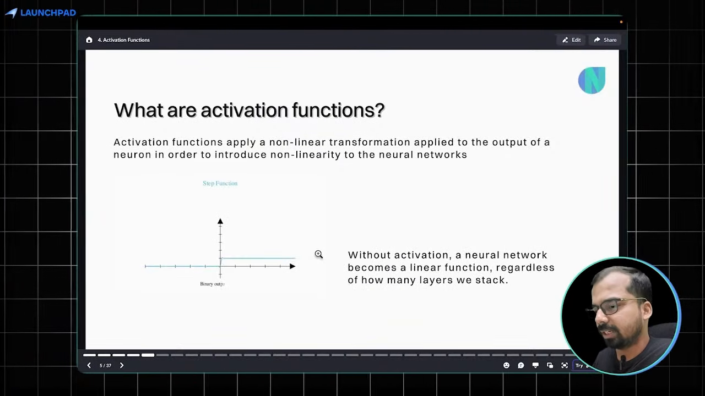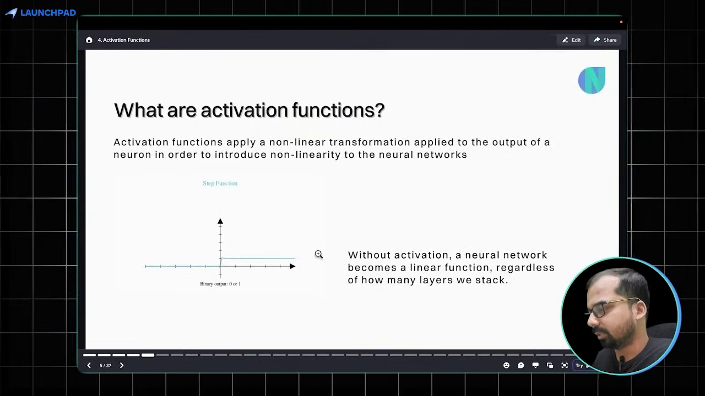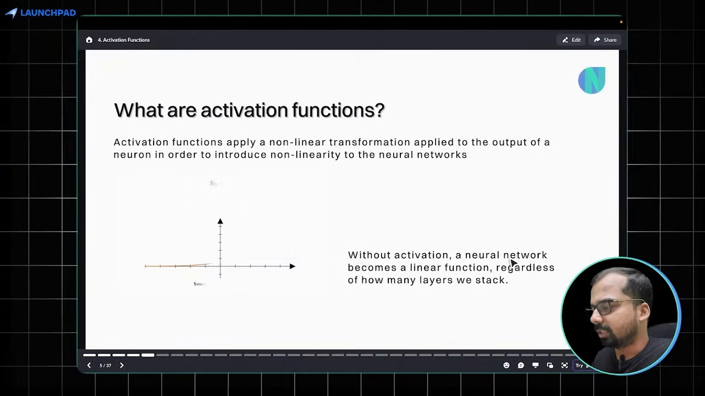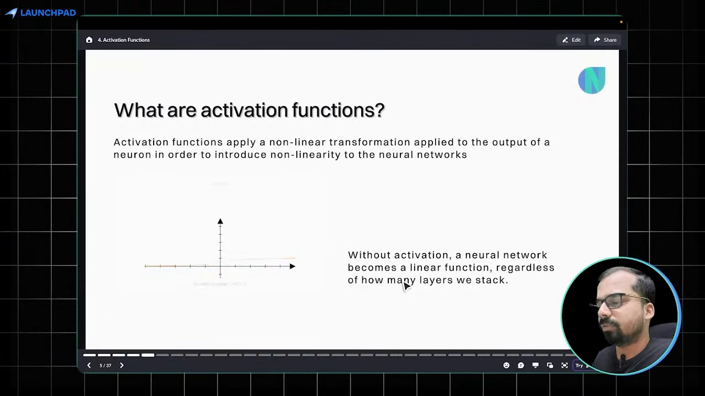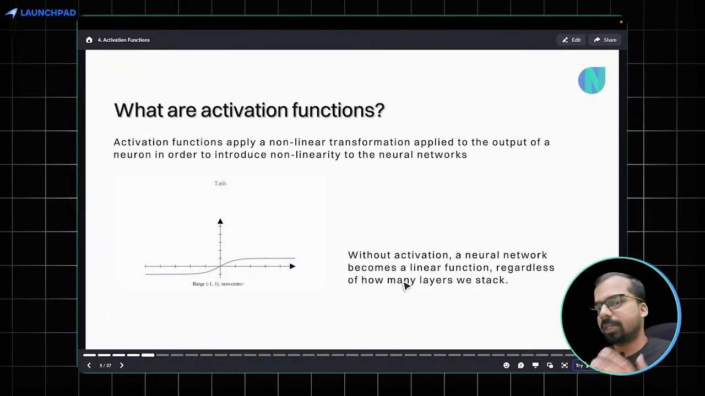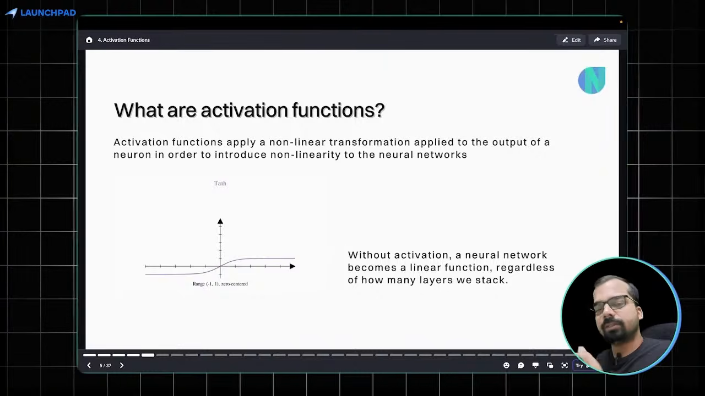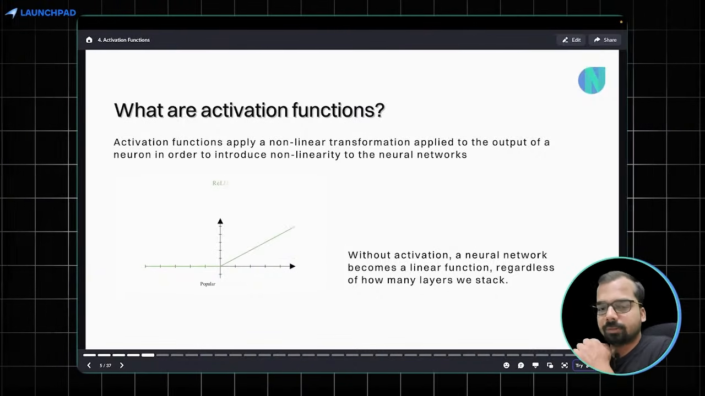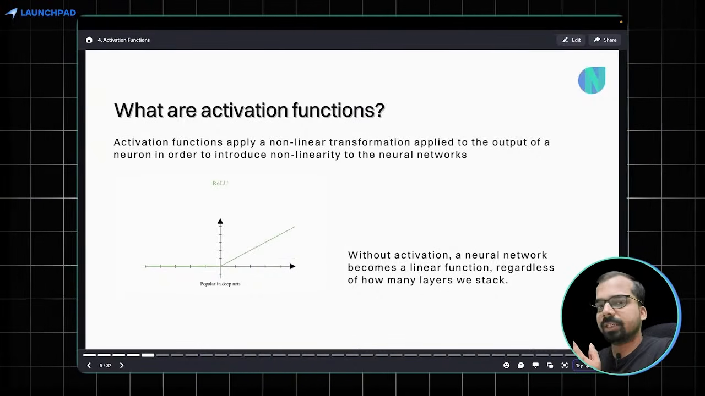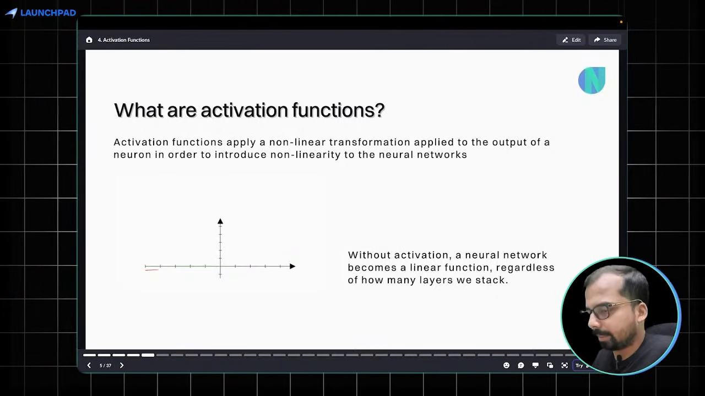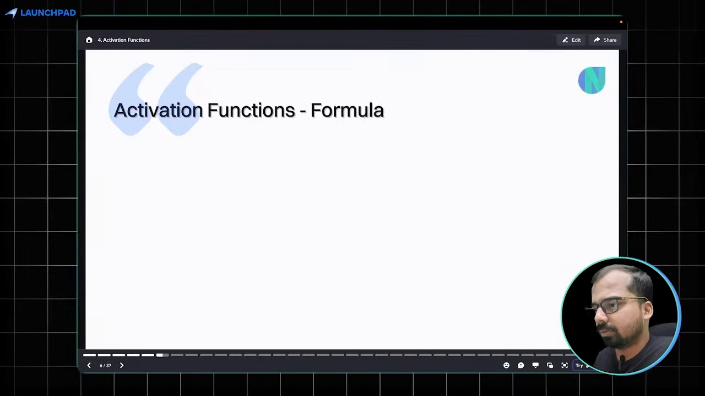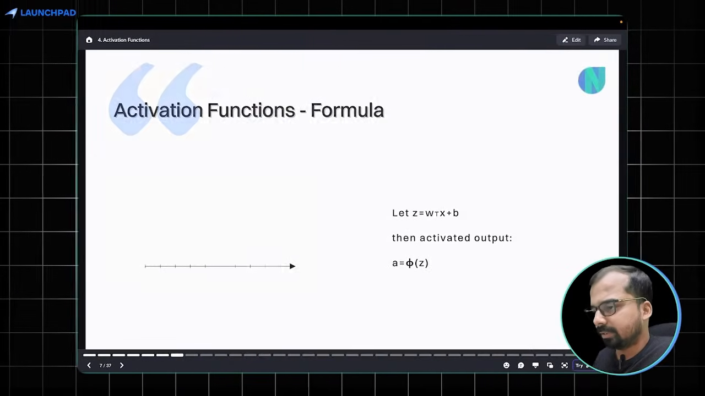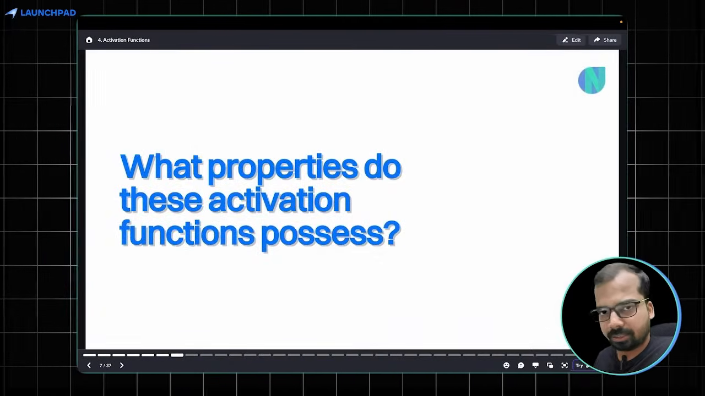So if you see, there are various types of activation functions. Without an activation function, a neural network becomes a linear function. Regardless of how many layers we stack, it does not matter how deep we go, it will still be a linear function. It will be able to understand only linear data or linear classification boundaries. So now let's see different activation functions and their properties.